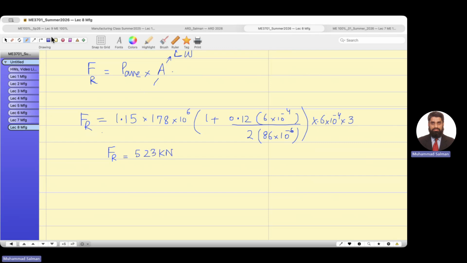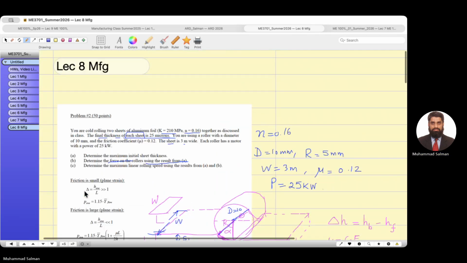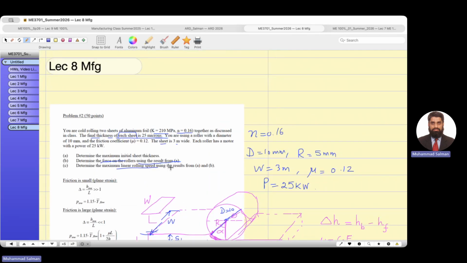Can you please verify the answer? One student verifies, hopefully the others will also verify. And the C part is finding the speed. Let me tell you, determine the maximum linear rolling speed using the result from A and B.